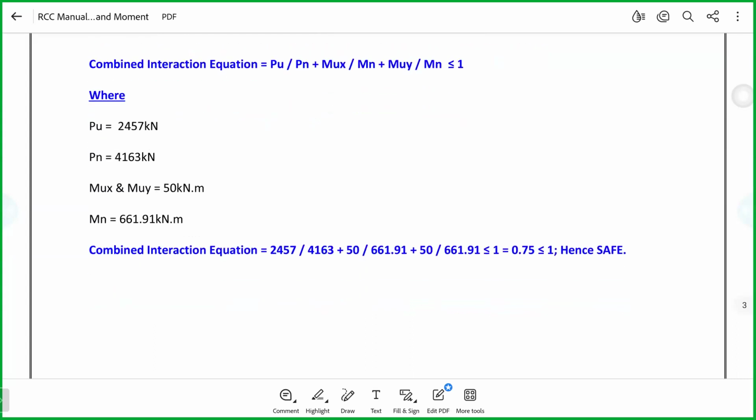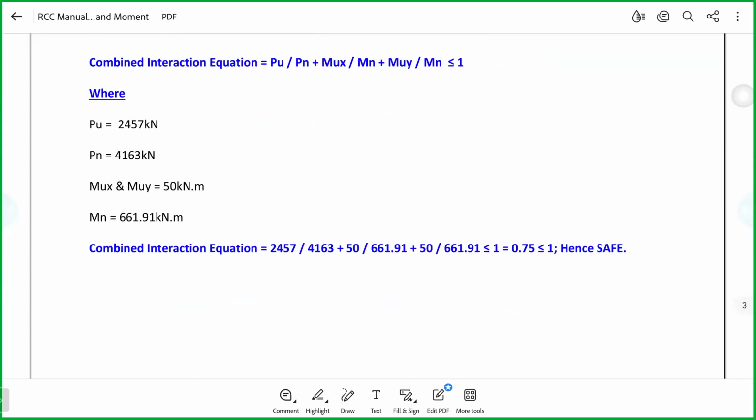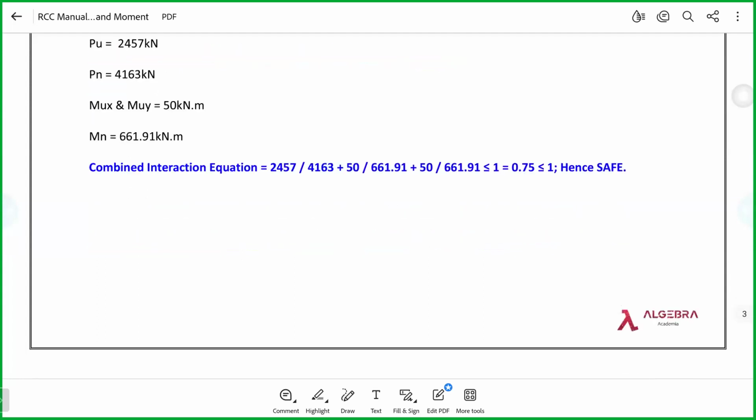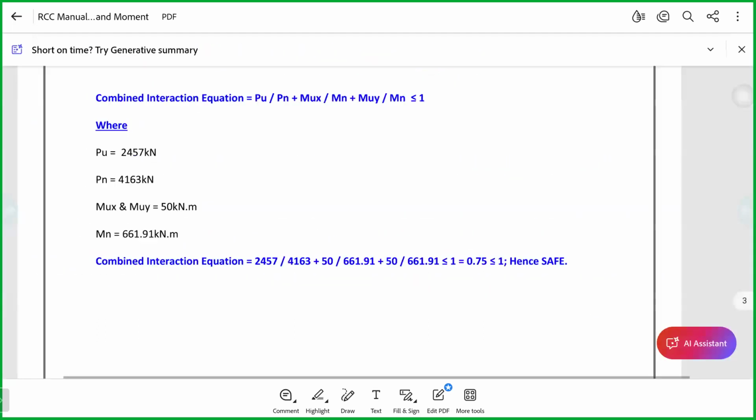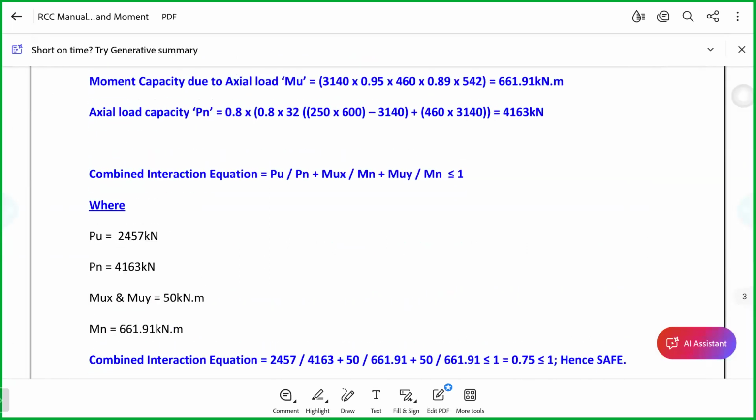Okay. So what is the actual load? 2457. No, this is called column with the moment. And this is the ultimate load, the one which we calculated. And these are all actual moments, the ultimate moments. So when you substitute, you will get what? 0.75. It's supposed to be less than or equal to 1. It's clear, right? This is biaxial moment, with the combined check equation.